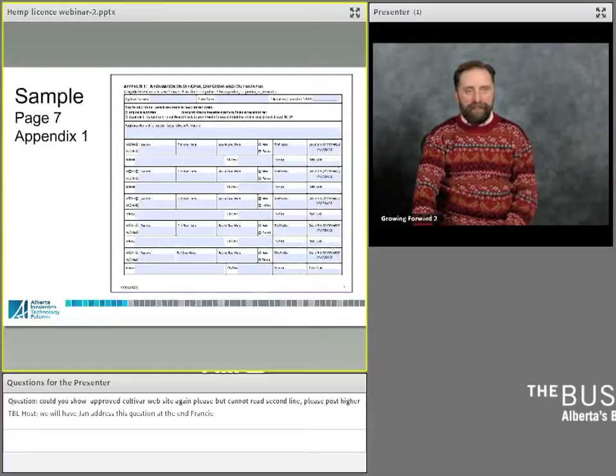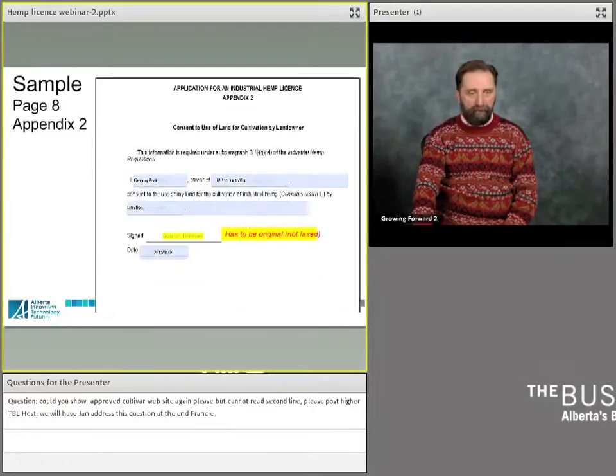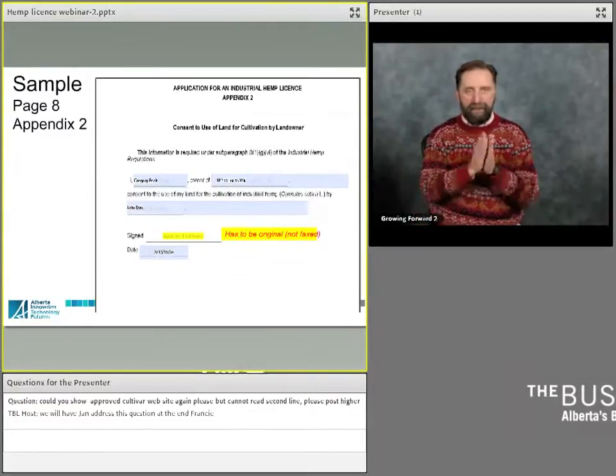On page 7 is Appendix I. We are skipping this because it is all information regarding officers, directors, and partners, if you are applying on behalf of your co-op or other larger organization. Okay. Important: Appendix number 2.